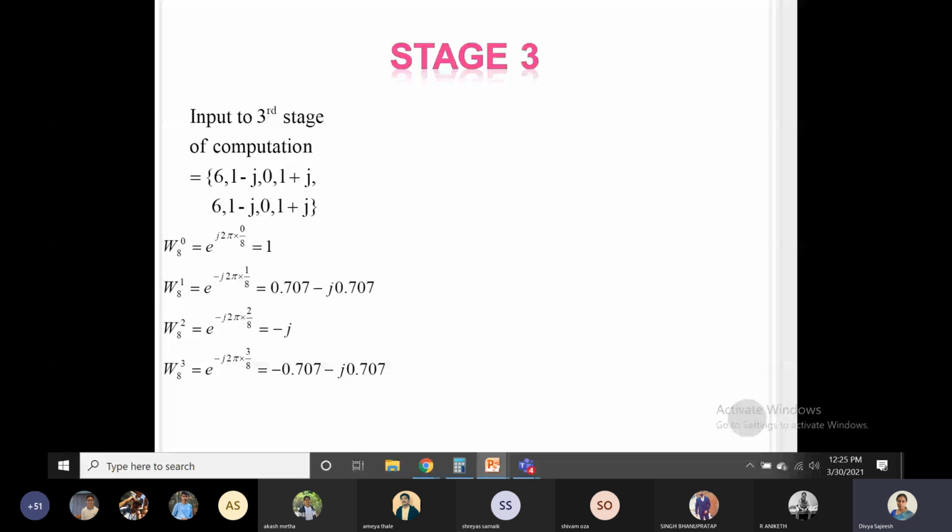Okay, so what are the twiddle factors required in the third stage? Here capital N will be taken as 8. So the first twiddle factor required is W8 raised to 0, which is 1. Now the next is W8 raised to 1, W8 raised to 2 and W8 raised to 3. So these are the twiddle factors obtained in stage 3. Now let us draw the diagram.